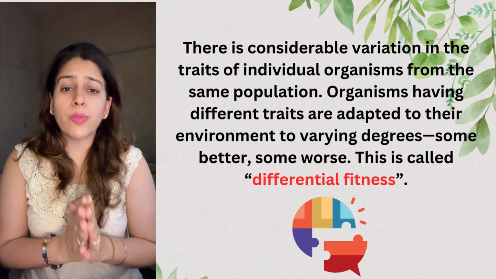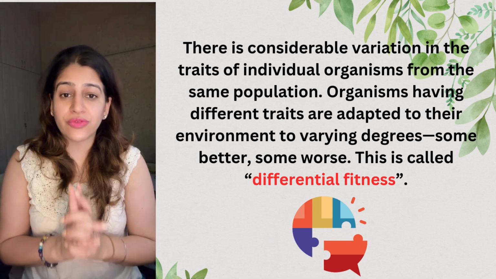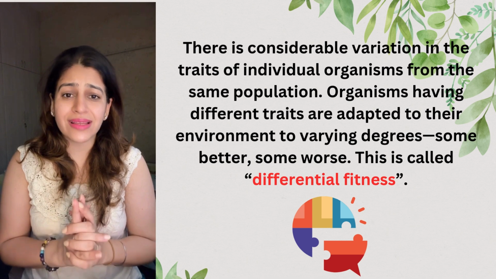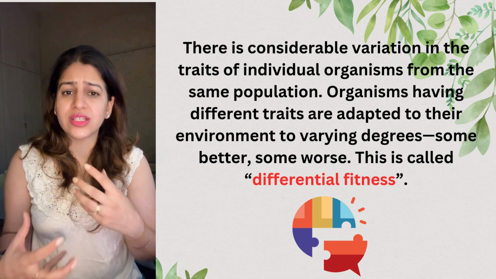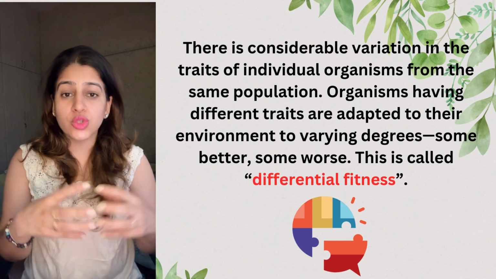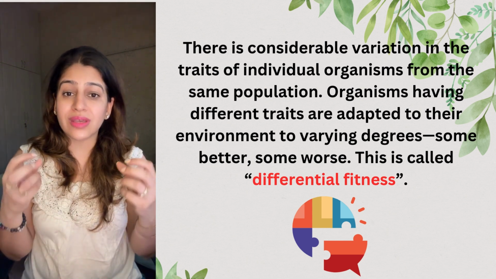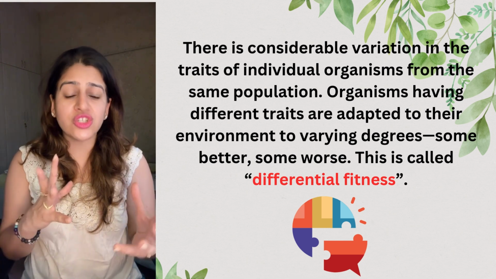There are 4 postulates of Darwin's theory, out of which the third one is differential fitness. So what exactly is differential fitness? It means that an organism changes its traits in order to adapt to the given environment. Whatever their environment is, to survive in that environment and hence to reproduce, they change their traits.